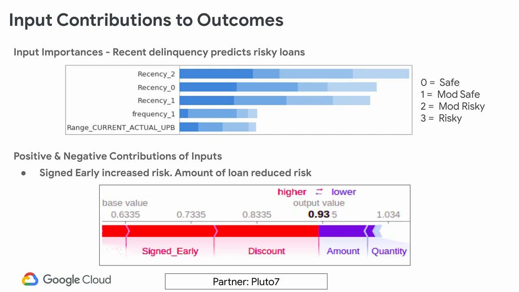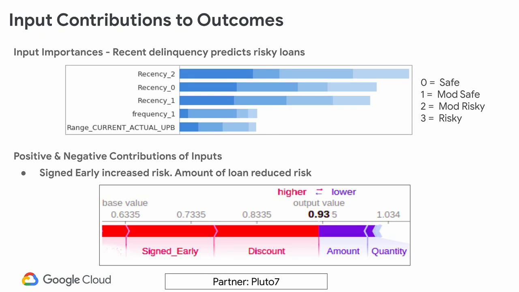So then, going through those 4 examples that I gave, here is what the regulators look at. First one is the feature importance. Second is the positive and negative contributions of inputs. We found that a recency score of 2 was one of the highest important features, which means that if you were moderately risky before, you have a high propensity of becoming risky. And a recency score of safe was also a very high predictor of safety, and therefore recency scores of 0 and 1 were also very high. Unpaid balance was also one of the highly important inputs in predicting the outcome.